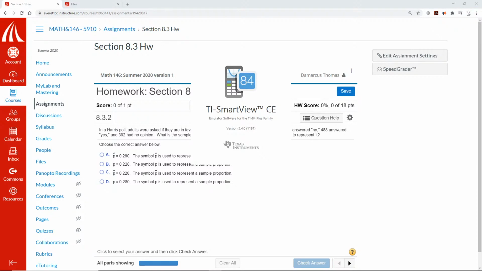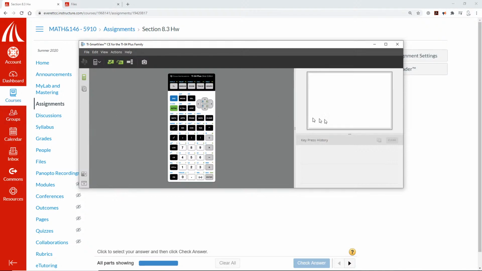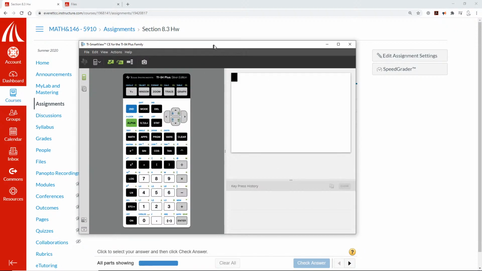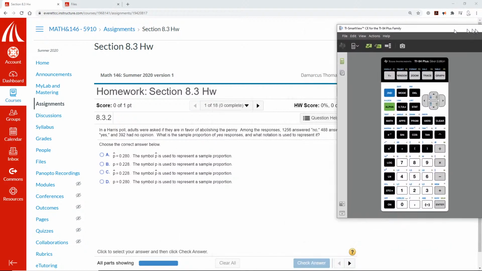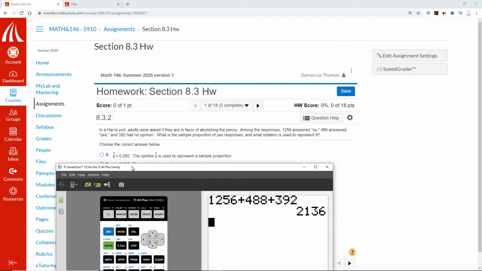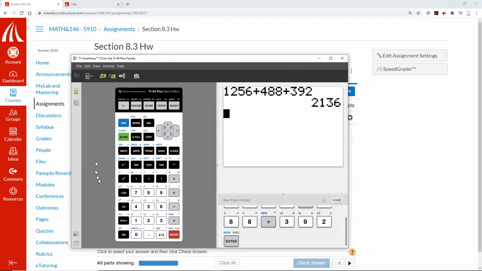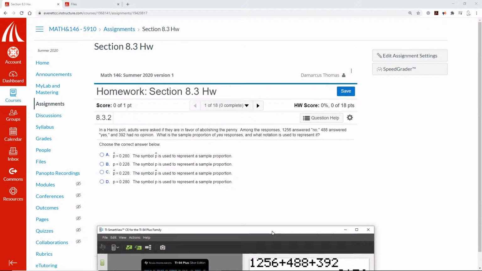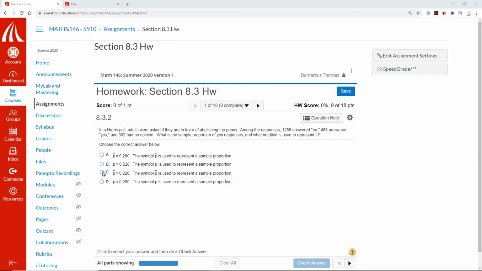We're going to need our calculator for this. I'm going to type in 1256 plus 488 plus 392. Now 488 said yes, divided by 2136. So I'm getting 0.228. I'm going to choose C for that.